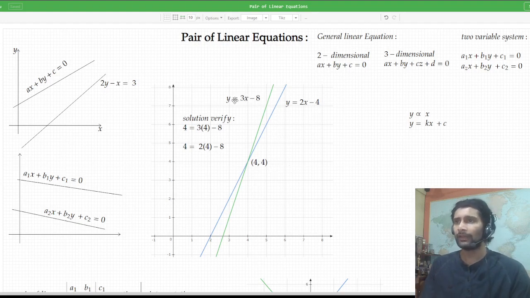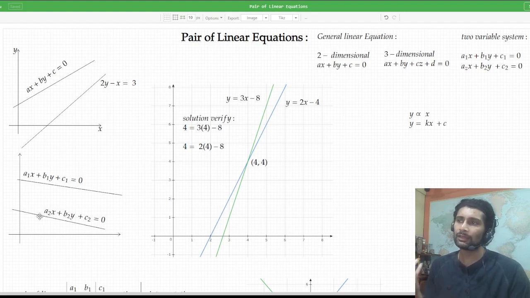As you can see, I have taken y is equal to 3x minus 8 and y is equal to 2x minus 4 as two linear equations. What we find peculiar about these two is that these two lines intersect at a certain point, that is 4, 4. In fact, this tells you that this is a unique solution to these two equations. These two are known as a pair of linear equations. These two lines represent the pair of linear equations, and when we solve it by plugging in the values of 4, 4 in any one of the equations, we see that it satisfies the equation.